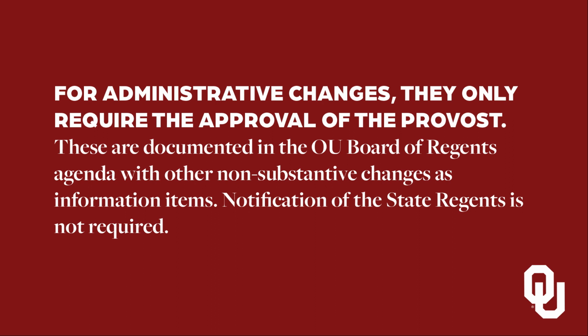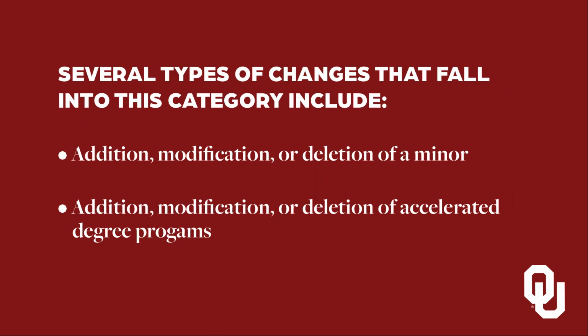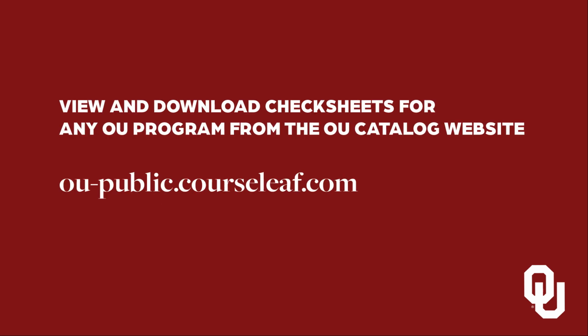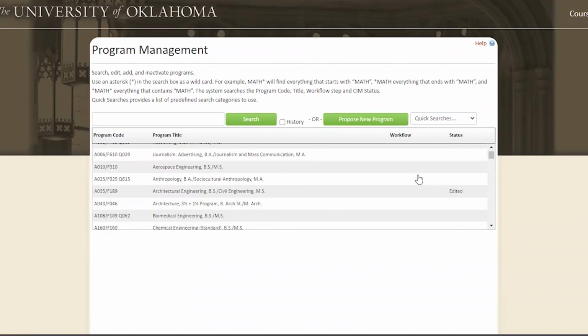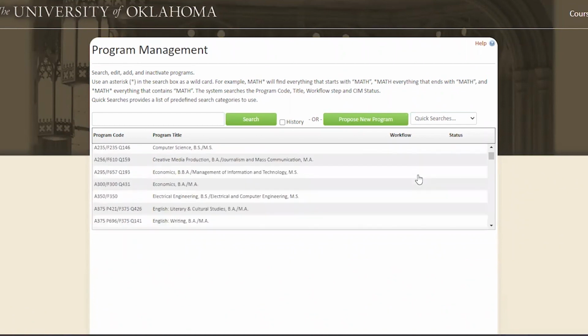Several types of changes that fall into this category include addition, modification, or deletion of a minor, addition, modification, or deletion of an accelerated program. You can view and download check sheets for any OU program from the OU catalog website. So once you are logged into CIM Programs, you will see a long list of active and inactive programs.